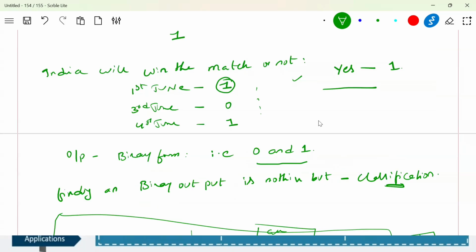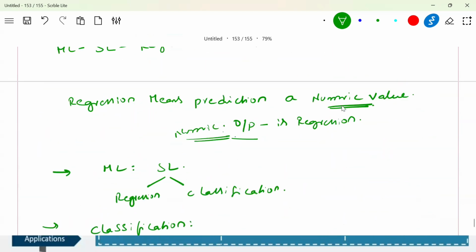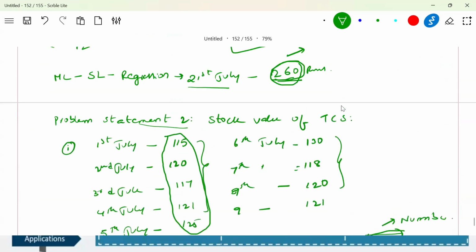So when you find an output in the form of a binary, you will use classification. Classification is used to find an output in the form of a binary. That is what is called classification. And do remember, both classification and regression come under supervised learning.